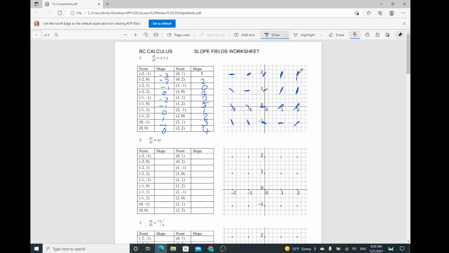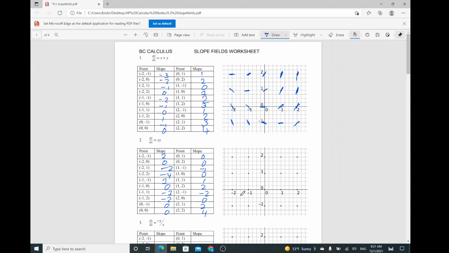And then what about the other one, dy/dx = x times y. Basically we do the same thing and find the slope for each position. So -2 times -1, we got 2. -2 times 0, 0. -2 times 1, -2. -2 times 2, -4. -1 times -1, which is 1. And then -1 times 0, 0. -1 times 1, -1. -1 times 2, -2. Then for x equal to 0, every slope is 0. And then 2 times -1, -2, and so on up to 2 times 2, 4. Again, just plot those slopes.